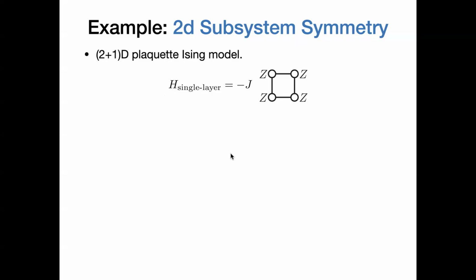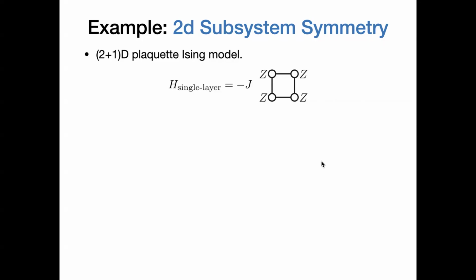So our single layer Hamiltonian is given by this 2D plaquette Ising model. It is defined on a 2D square lattice with qubits living on the sides of the square lattice, and the Hamiltonian takes this form. It's just a product of 4 Z's around each plaquette. If you want, you can also add a transverse field term, but for our purpose of constructing bulk topological orders, it suffices to just consider this Ising term.